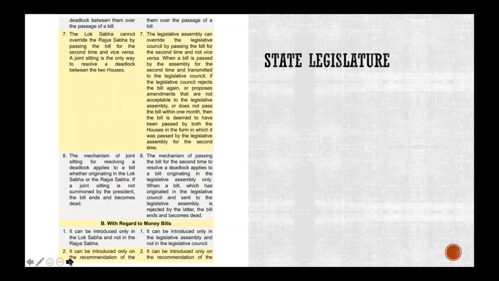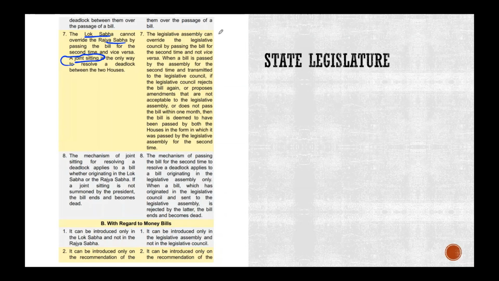Can the Lok Sabha override the Rajya Sabha by passing the bill again for the second time? No, it cannot. The only way you can resolve a dispute between the Lok Sabha and the Rajya Sabha is in what way? A joint sitting. Only way is your joint sitting.